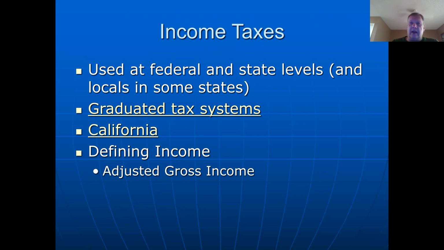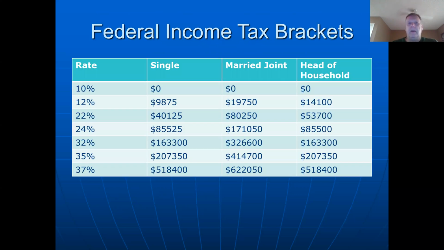You define income as usually adjusted gross income, your AGI, and that's going to be the basis on which we will start calculating your income tax liability. At the federal level, as a result of the 2017 Tax Cuts and Jobs Act, you had a fundamental change to your federal income tax brackets. And you can see on the screen, basically, and there can be some modifications here, but basically you have 7 major federal income tax brackets: 10, 12, 22, 24, 32, 35, and 37%.